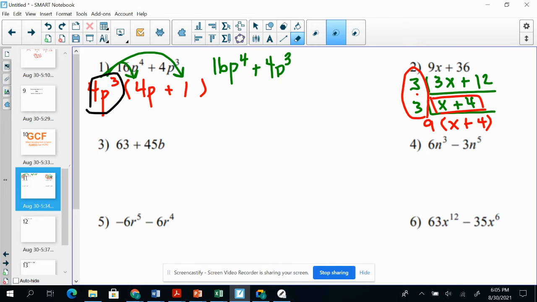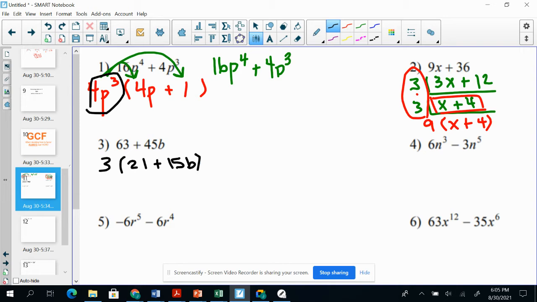Now, 63 and 45, B. They don't have a B in common. 63, the first number I think of is 3. So let's start there. So let's pull out a 3, and that'll give me 21 plus 15B, which 21 and 15 still have another 3 in common, right? So I can pull out another 3. So I'm basically using my hockey stick method, but I'm just not writing it the same. So that's going to give me 7 plus 5B. 7 and 5 are prime, so nothing else.